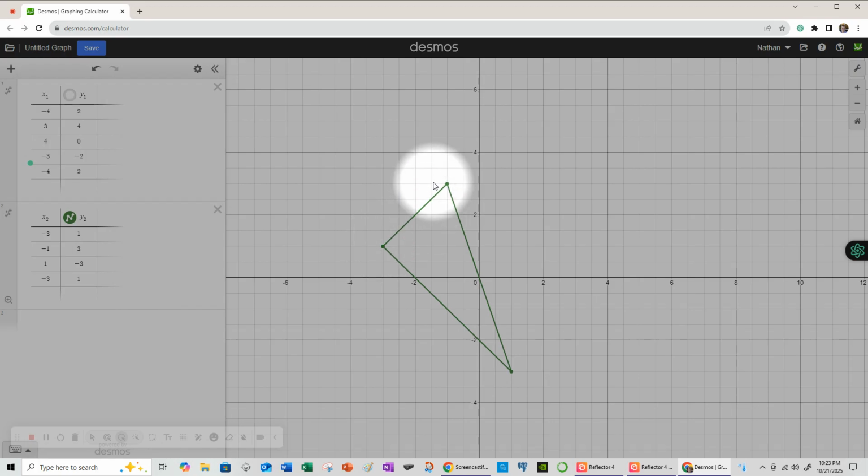That's how you can use Desmos to help you create a visualization of the coordinates that are provided to you so that you can better determine what type of polygon it actually is. And that was our main objective for that particular lesson.